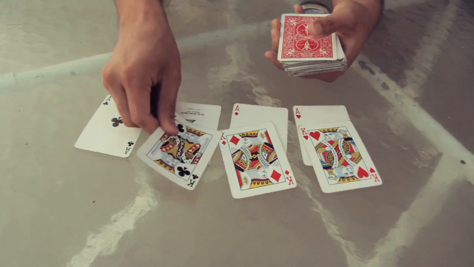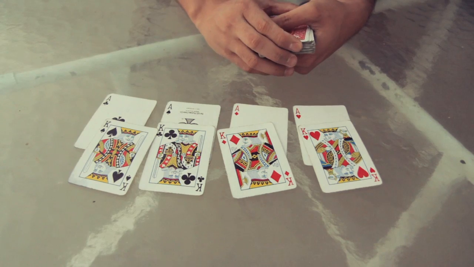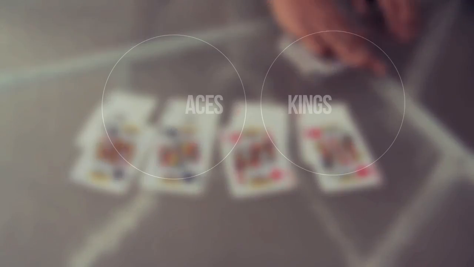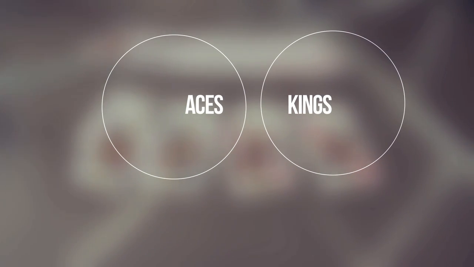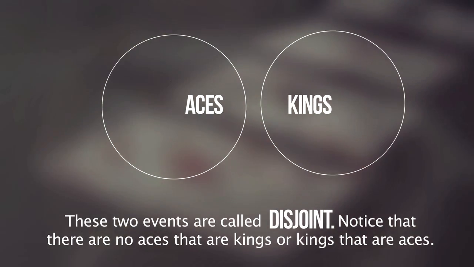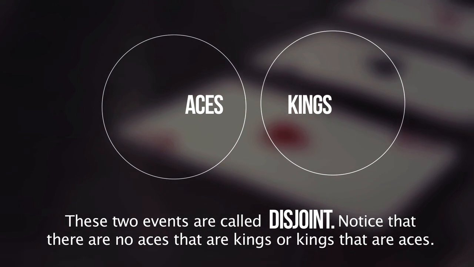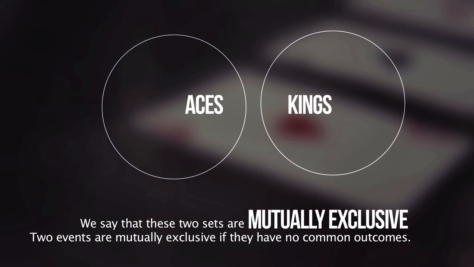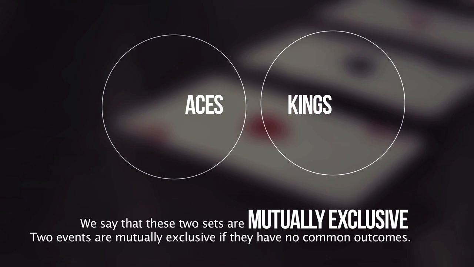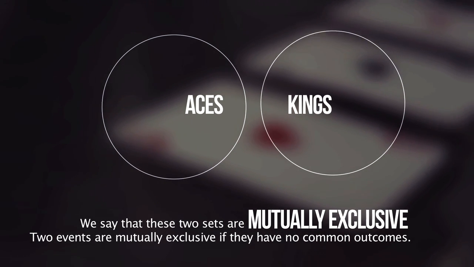The first thing we have to ask ourselves is, is there an overlap between aces and kings? We can see this in the following Venn diagram. These 2 events are called disjoint. Notice that there are no aces that are kings or kings that are aces. We say these 2 events are mutually exclusive. 2 events are mutually exclusive if they have no common outcomes.